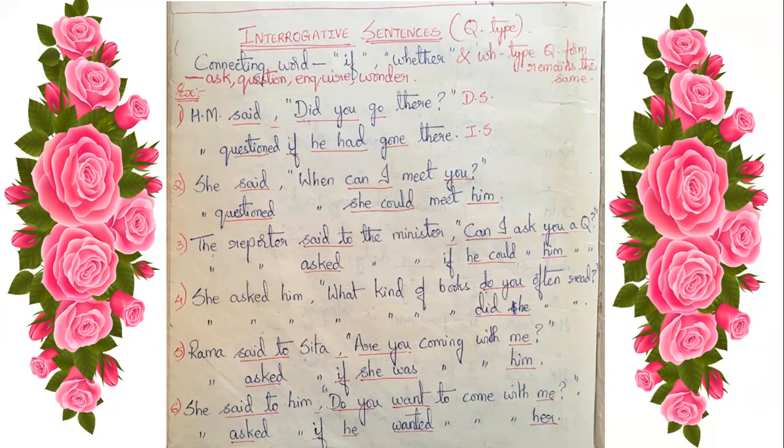Look at the second example. She said, "When can I meet you?" Here it is WH type, there won't be any change. So in the place of "said", we are using "questioned". She questioned when she could meet him. Third one, the reporter said to the minister, "Can I ask you a question?" The reporter asked the minister if he could ask him a question. "Can" will become "could", and "you" will become "him".